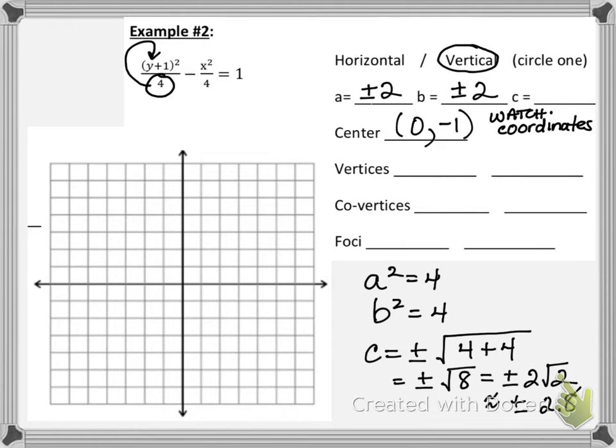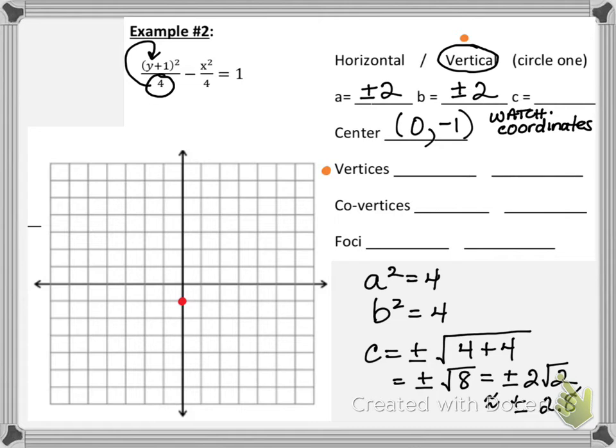Okay, so let's go put that 0, negative 1 right there. And from 0, negative 1, we're going to do all our counting. So let's kind of do orange here. Let's make our vertices orange. All right. Now remember, our center, our vertices, and our foci do all the same thing. The center is going to do vertical movement.